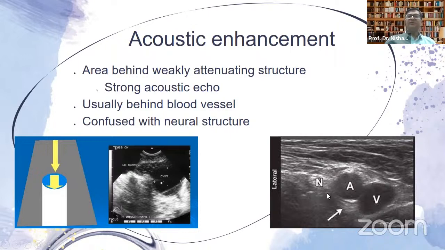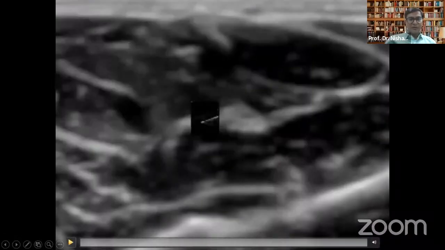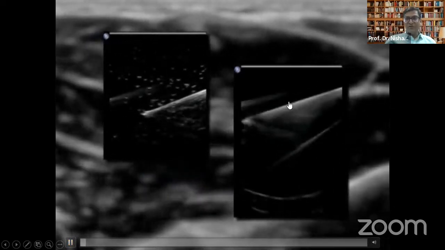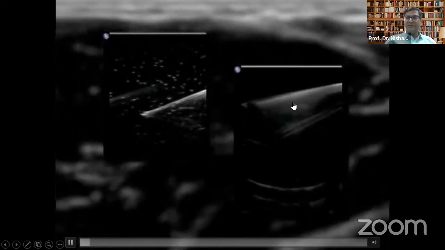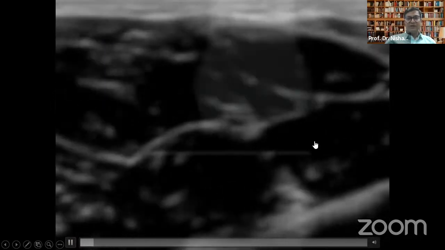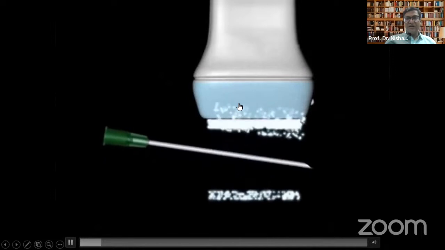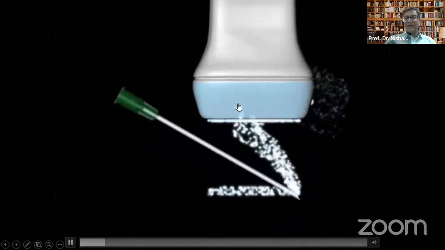So therein lies your knowledge of anatomy again. You should know what you're looking at, where the structure lies, and where to deposit your drug. So that is very important, and do not get mistaken by acoustic shadow. The needle also casts a shadow. Now just see this. Can you see this movement of the needle? And it is an acoustic shadow of the needle. So don't get confused.